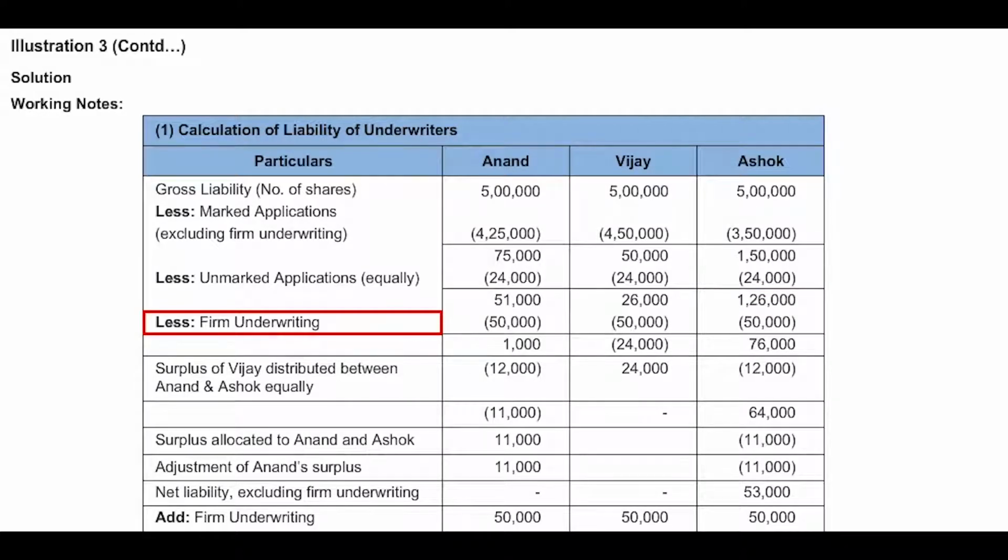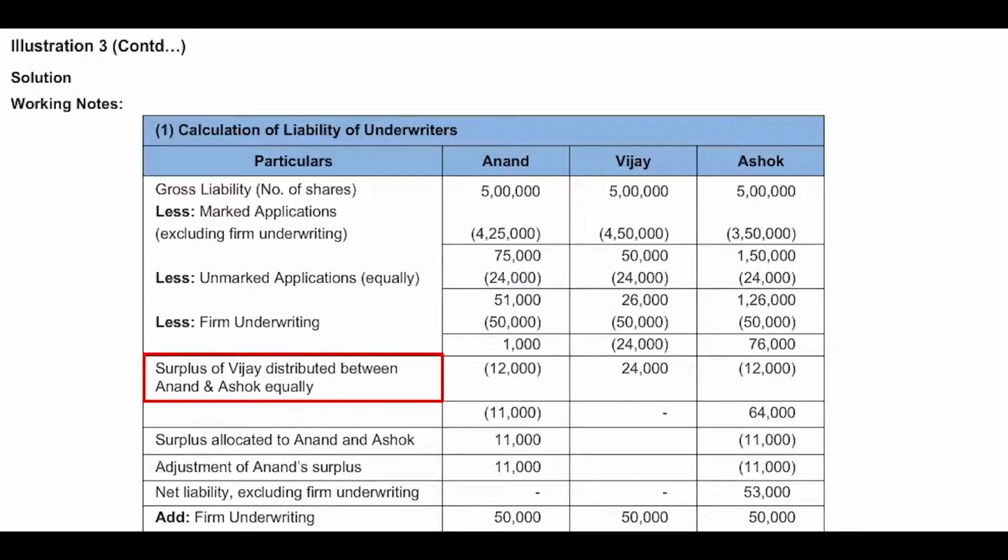Now there is a firm underwriting of 50,000 each. So you have to reduce the firm underwriting out of it. After reducing the firm underwriting of 50,000, the net liability will be 1,000 in case of Anand. There is a negative 24,000 in case of Vijay, and 76,000 shares need to be subscribed by Ashok.